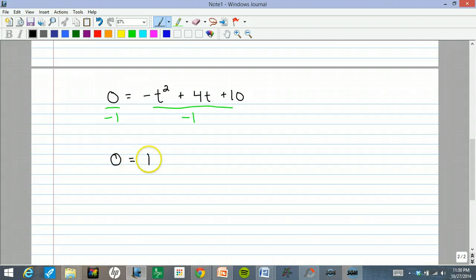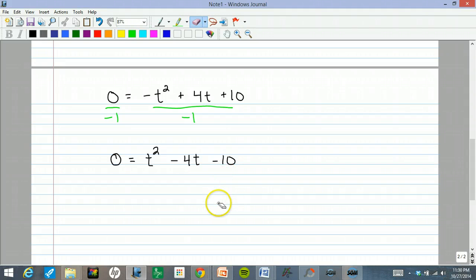But if I divide this by negative 1, this term becomes positive, my middle term becomes negative, and my constant term also becomes negative. Can I factor this? Are there two numbers that multiply to negative 10 and add to negative 4? 1 and negative 10, 2 and negative 5. After all this work, this doesn't even factor. I need to use the quadratic formula. Well, it was worth a shot.